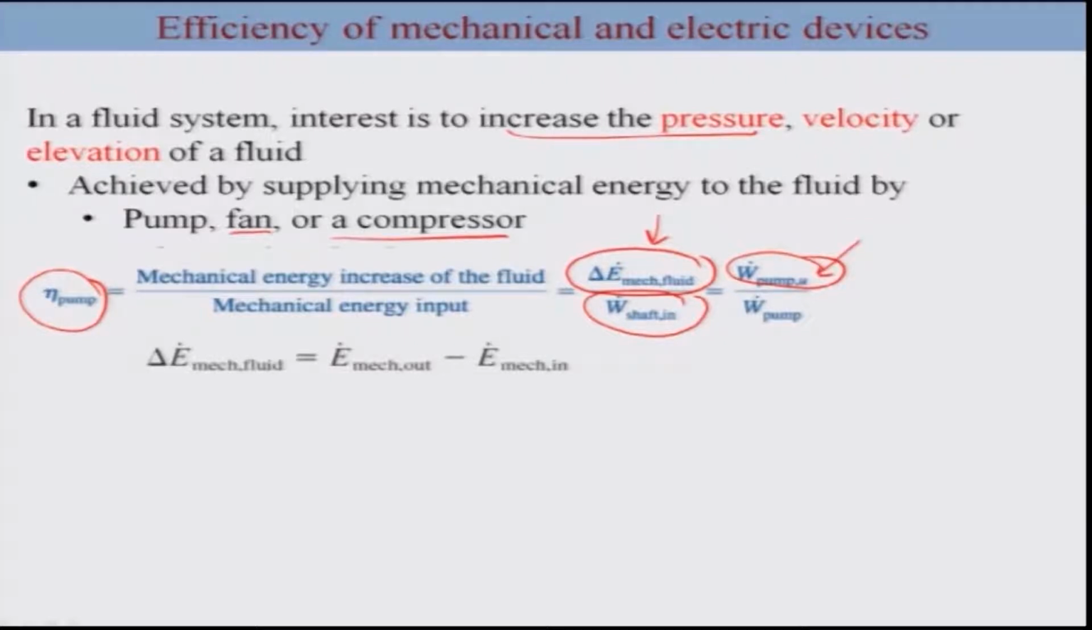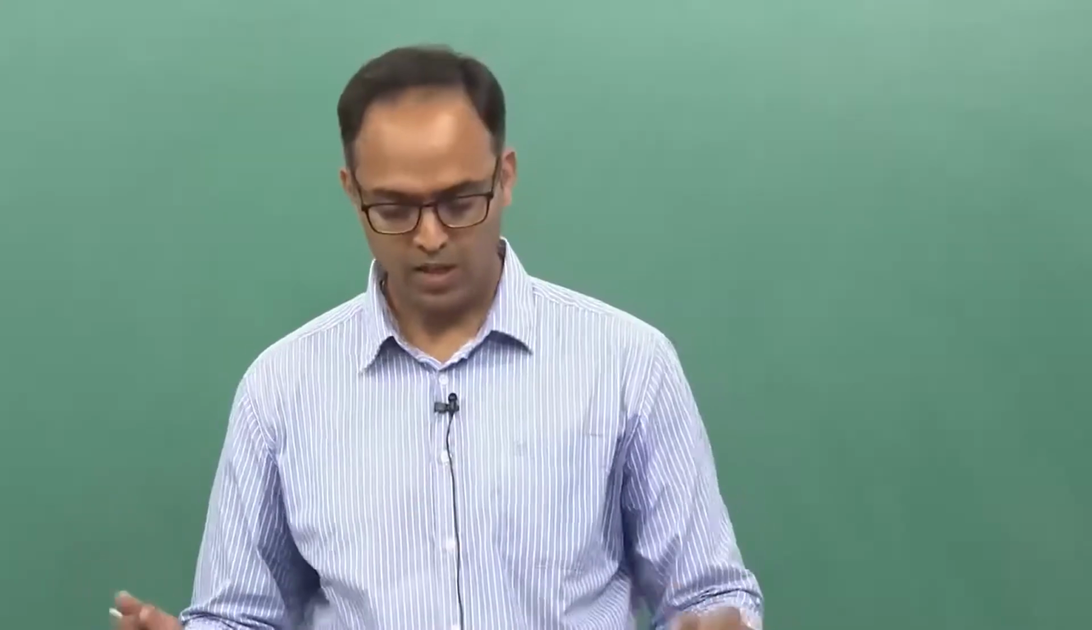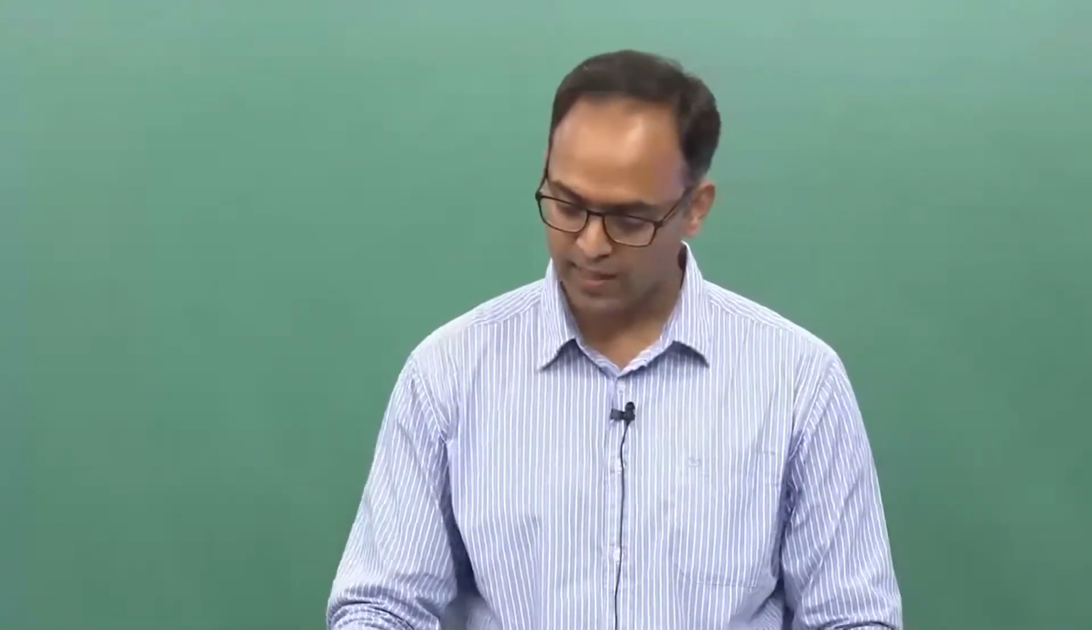So the change in the mechanical energy of the fluid is simply E mech out minus E mech in. Remember, for the pump, E mech out is greater than E mech in because it has increased. So what about the turbine? The turbine's job is to extract mechanical energy from the fluid, because in the turbine the fluid expands and the pressure drops. So it basically extracts the mechanical energy of the fluid.